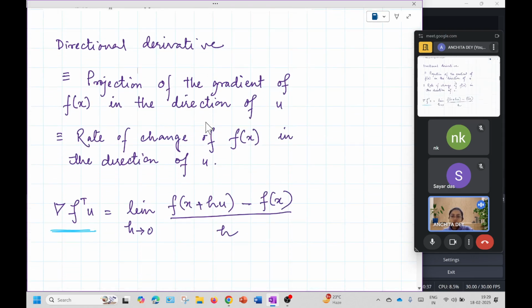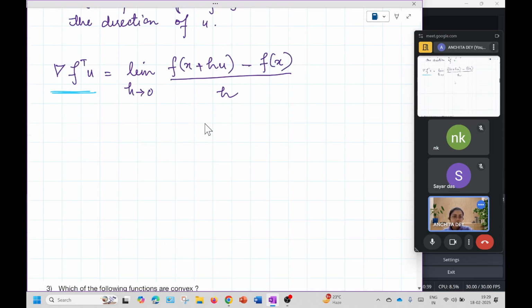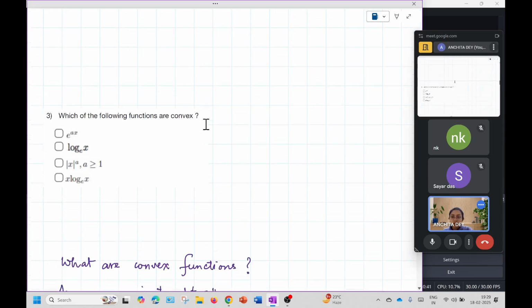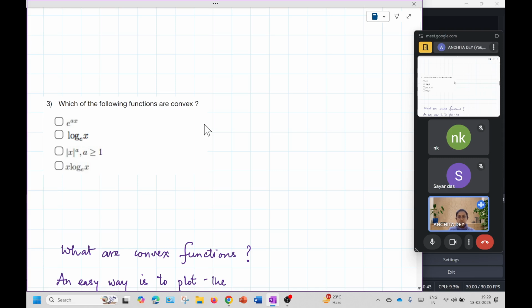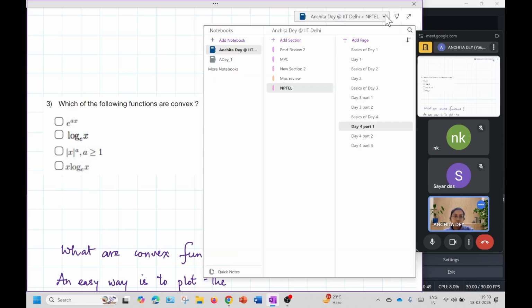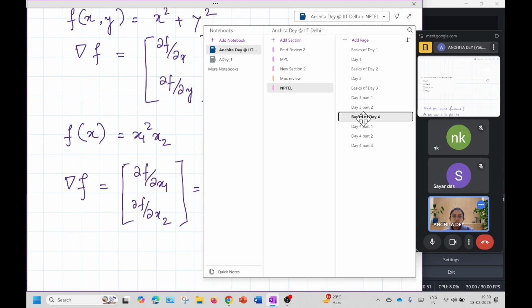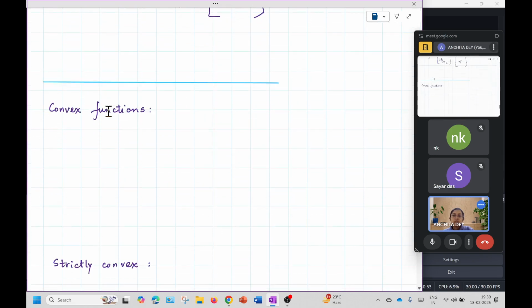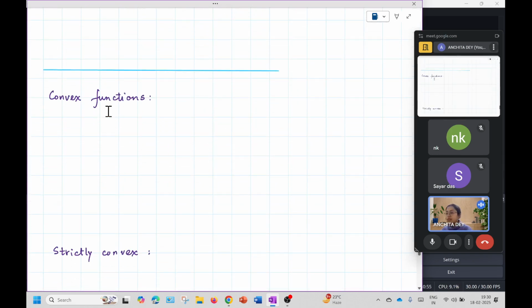So we will now move on to the next question. It's kind of easy. Which of the following functions are convex? So what do we mean by convex functions? That's kind of the first thing to talk about, right? So any idea? I think you have an idea because sir might have talked about it in the class.